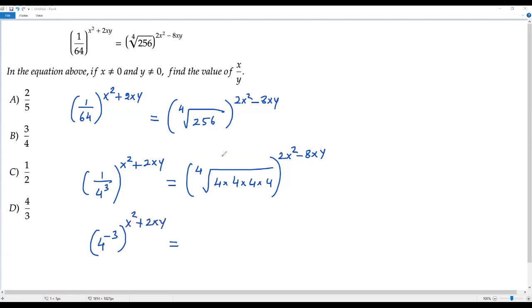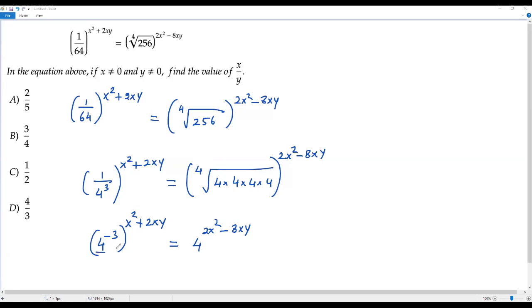And here we have a radical sign, and the index of the radical is 4. Since the index of the radical is 4, for every four same values multiplied inside the radical, we can take one value out. Here we have 4 4s multiplied inside the radical. Since the index of the radical is 4, we can take one 4 out for these 4 4s. Then I'm getting 4 to the power of 2x square negative 8xy.